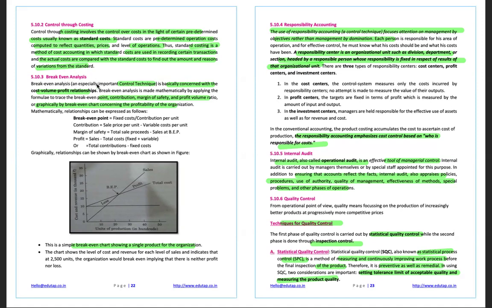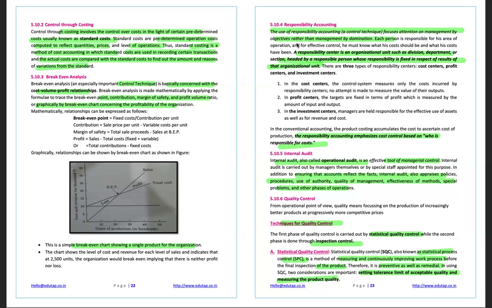Break-even analysis. Break-even analysis, it is also known as the control technique, basically concerned with the cost, volume, profit relationships. It is made mathematically by applying the formula to trace the break-even point contribution, जहाँ पे break-even point fixed point या contribution per unit है. यहाँ पे profit loss zero होता है. So this is a simple break-even chart, shows a single product for the organization.